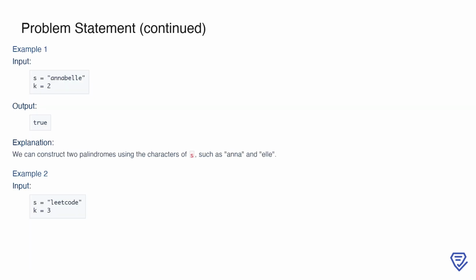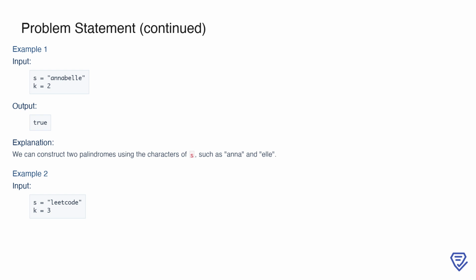Let's look at an example to better understand the problem. Suppose the input string s is Annabelle and k is 2. The output in this case is true. Why? Because we can rearrange the characters of Annabelle to form two palindrome strings, such as Anna and Elle. Both of these are valid palindromes, and we successfully created exactly two of them.